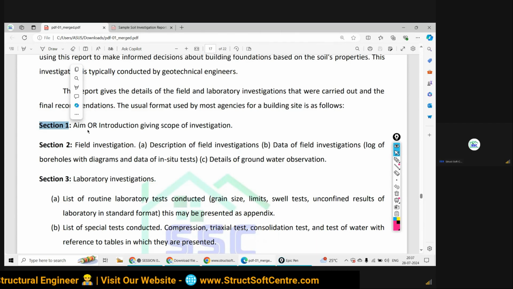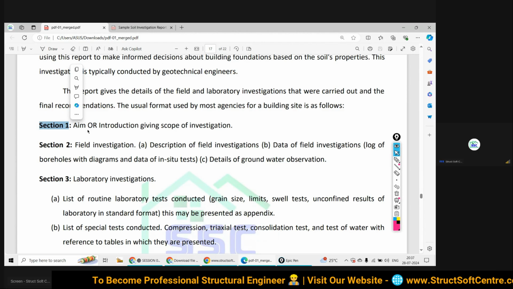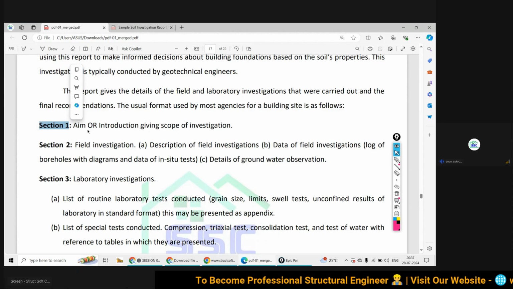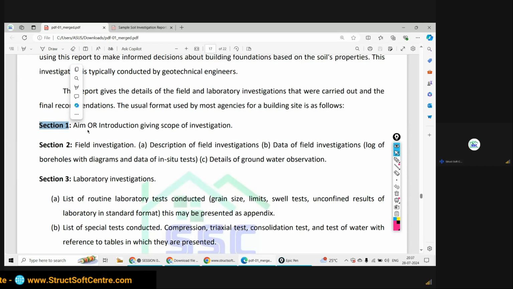There will be the definition or information of your project. It is a G+5 floor building, it is located in that area. The owner may be written, who is going to investigate, that may be written. General introductory information you will find in the first section.